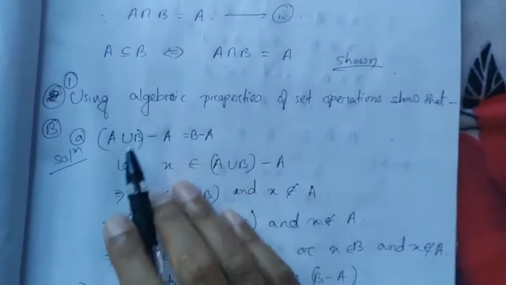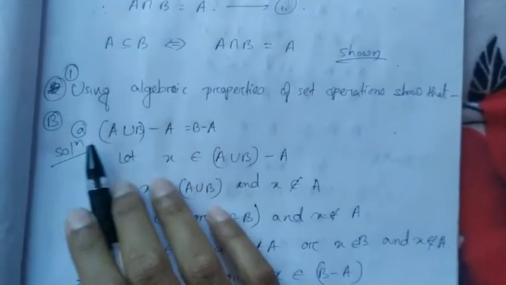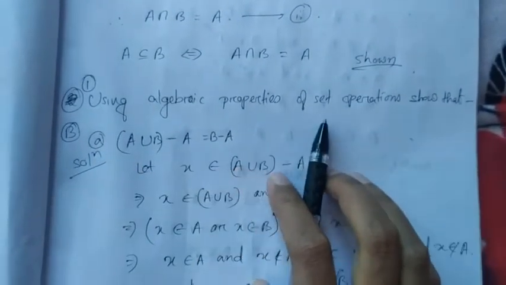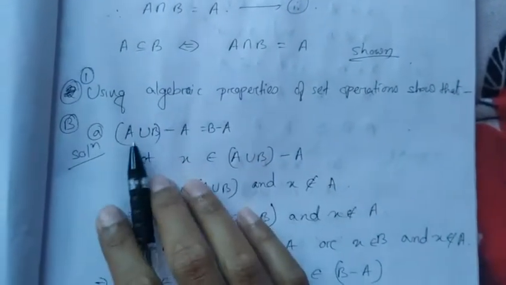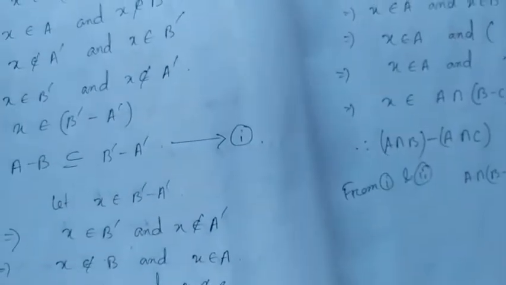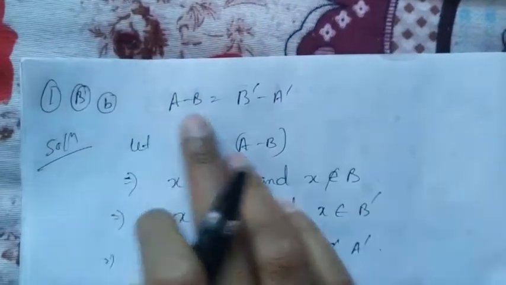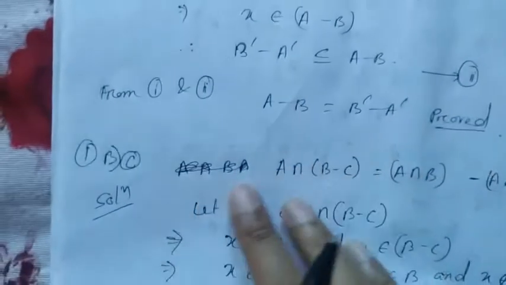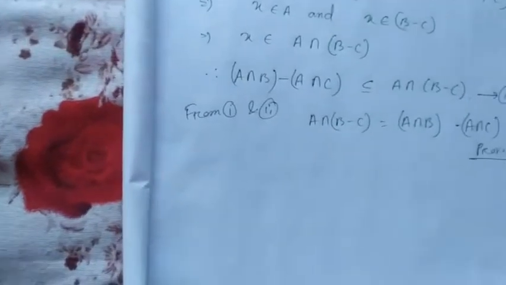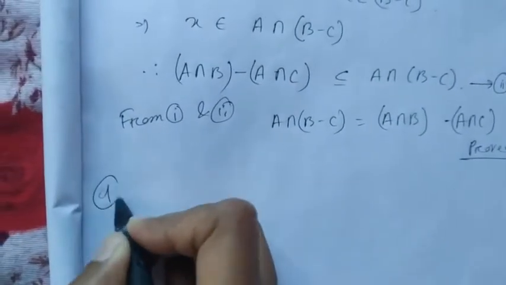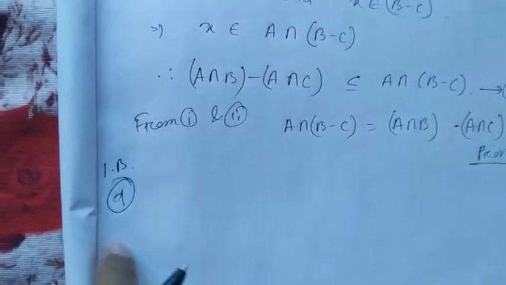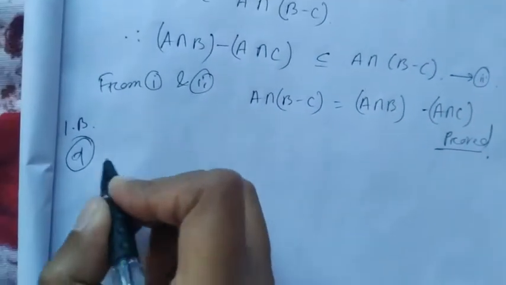So in the last video we discussed 1B A, B, C, that is, using algebraic properties of set operations we showed that; then this is 1B A, then we did 1B B this question, then we did 1B C this question. Now today we will do number D. 1B number D.